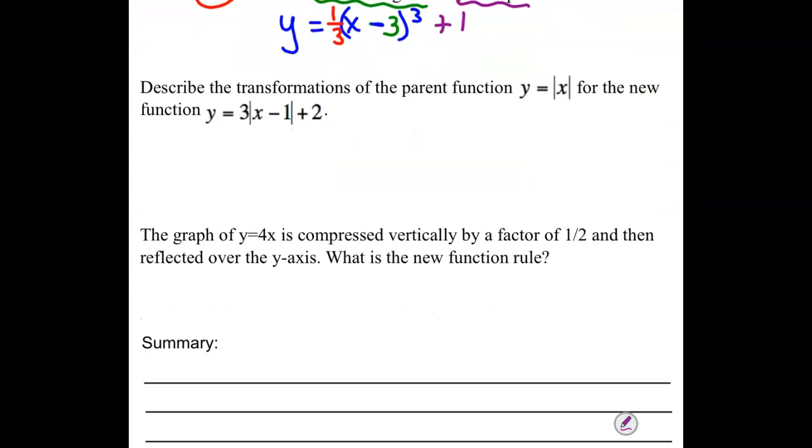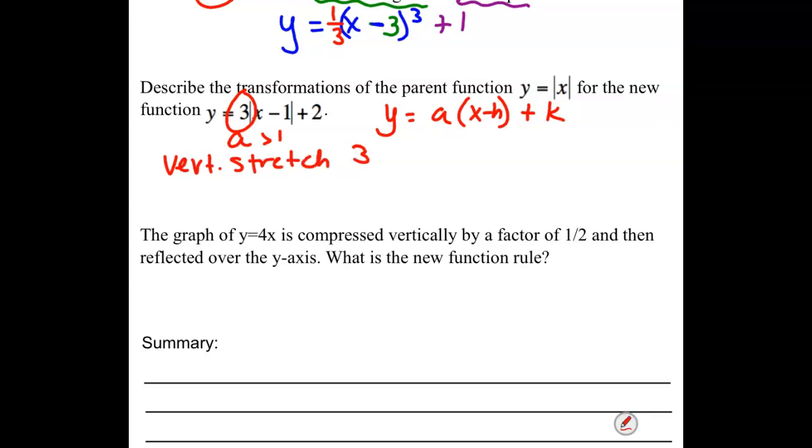Describe the transformation of the parent function y equals the absolute value of x for this new one. So again, we're going to walk through in order as we see numbers. So the first thing I see is this 3. Since my 3 had a value, I'll just put here y equals a times some function x minus h plus k. And that function can be an absolute value, a square root, a cube root, cubes, whatever. But your x minus h piece is going to be inside some kind of function. Because this a value is bigger than 1, we know we have a vertical stretch by a factor of 3.